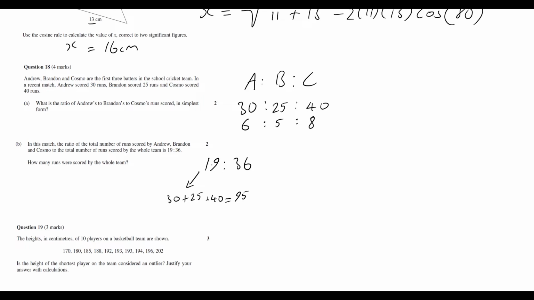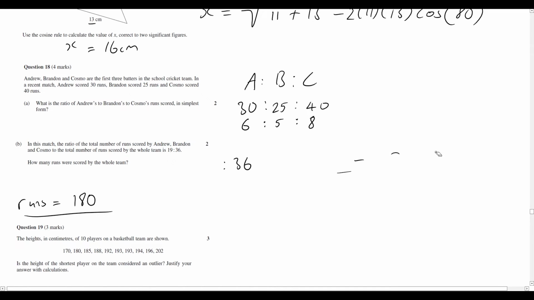So if we want to figure out how many runs are in 36 components of this whole, all we would do now is say that 36 is going to be equal to 95 divided by 19 times 36. And that will show us the components in 36. In other words, how many runs were in 36. And when we calculate that, we find that the total number of runs scored by the whole team, we'll write that out, runs scored by the whole team is equal to 180. And there we are. That's our solution there, or one of the methods by which we can solve it.